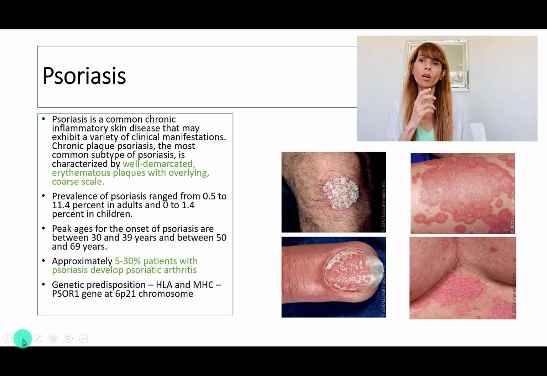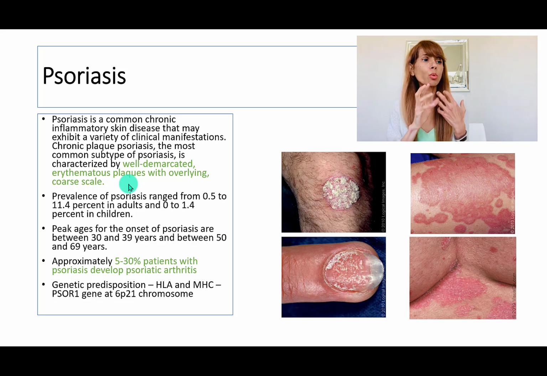Psoriasis is a chronic inflammatory skin condition. It is an autoimmune disorder with multiple clinical manifestations. Chronic plaque psoriasis, which is one subtype of psoriasis, shows in the form of well-demarcated erythematous-based plaques which are raised, with overlying scaliness. As you can see in the images, they are distributed in different parts of the body. Most of the time they are on the extensor surfaces, such as the knee and the arm. They can be present on the trunk, and they can also be present on the nails.